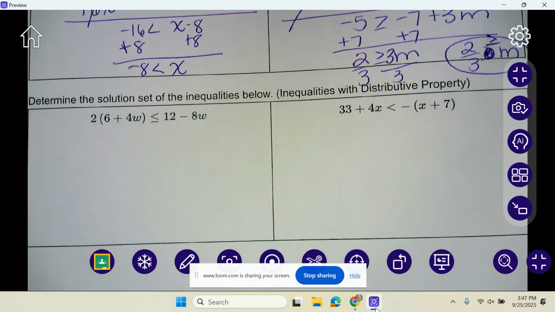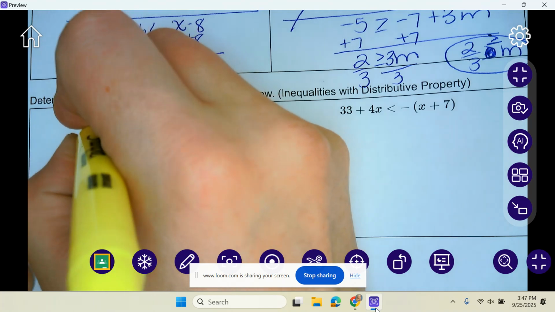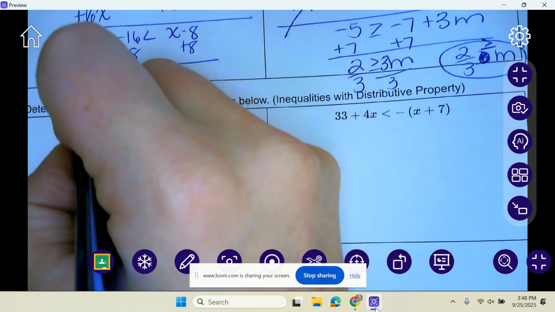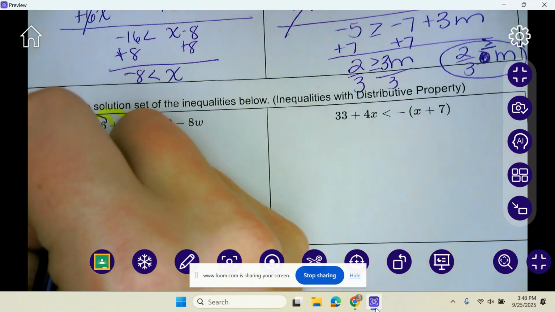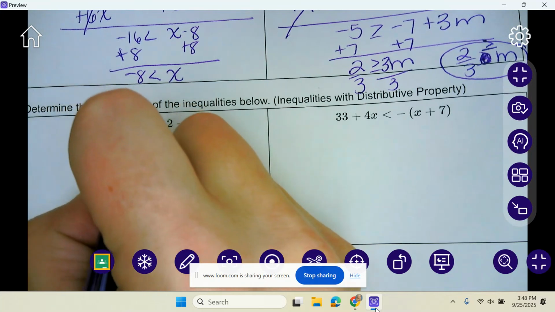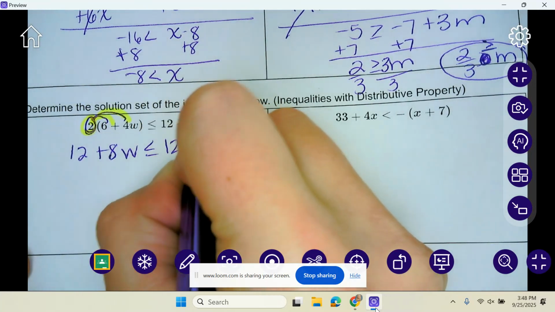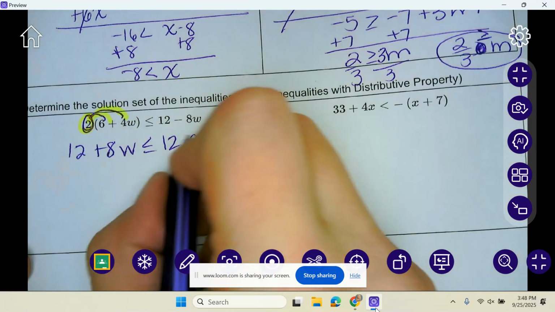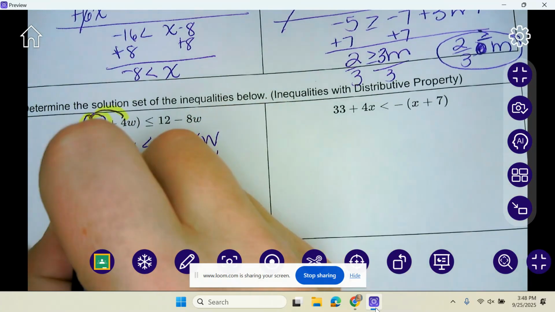All right, so let's take a look right here. So I need to distribute. So I'm going to take this 2 and distribute it across. So 2 times 6 is 12. 2 times 4 is a positive 8W. Okay. And then I'm going to get rid of this 8W. So I'm going to add 8W on both sides.